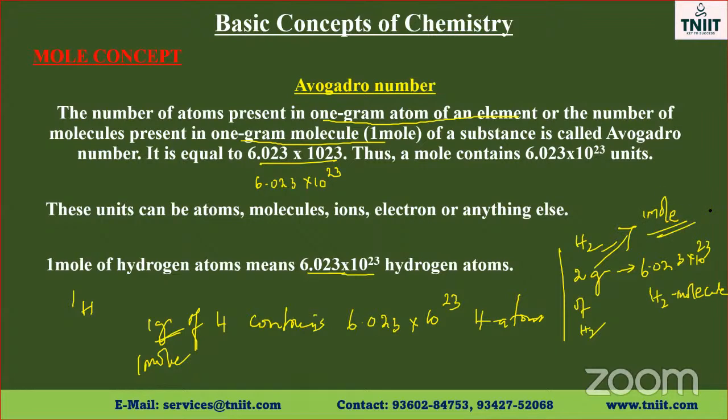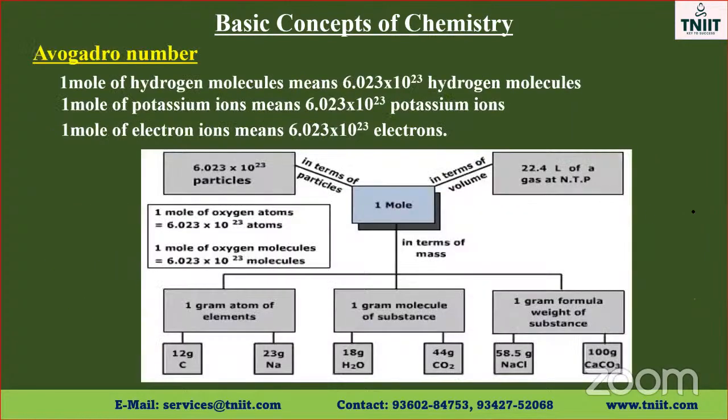So, mole is defined as the amount or weight of a chemical substance which contains Avogadro's number of particles. Now, 1 mole of hydrogen molecules is 6.023 × 10^23 hydrogen molecules. 1 mole of potassium ions is 6.023 × 10^23 potassium ions. 1 mole of electrons is 6.023 × 10^23 electrons. We have learned all this; I have explained. It is only a pictorial representation. What is 1 mole? 1 mole corresponds to 6.023 × 10^23 particles.